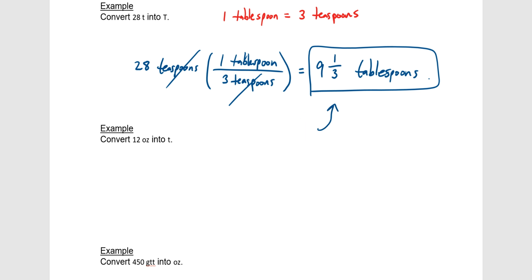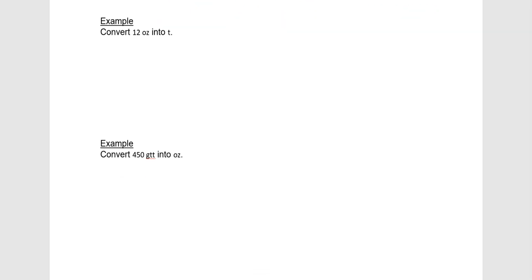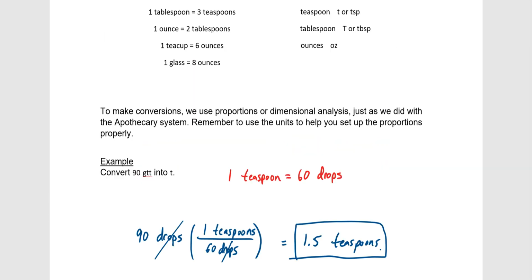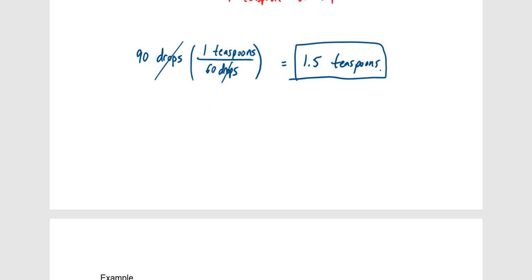Okay, let's do a couple more here. We want to convert 12 ounces into teaspoons. So taking a look up at the chart, we're going from ounces to teaspoons. So here is ounces, here is teaspoons. They're not with each other, so what we're going to have to do is convert from ounce to tablespoon, and then tablespoon to teaspoon. So I'll go down and write these on our question.